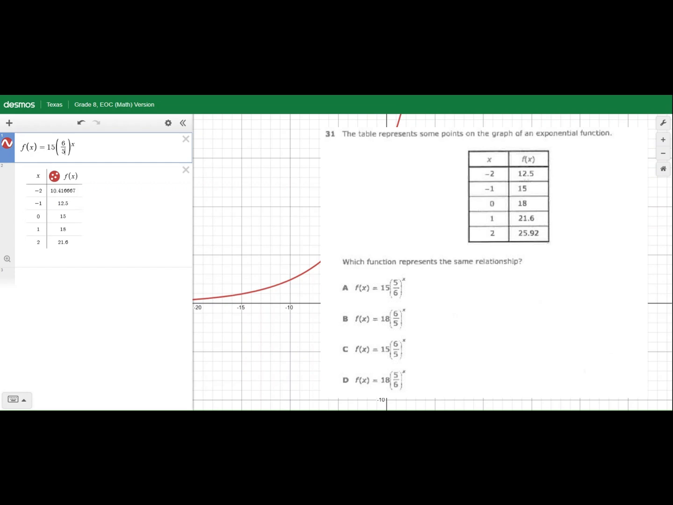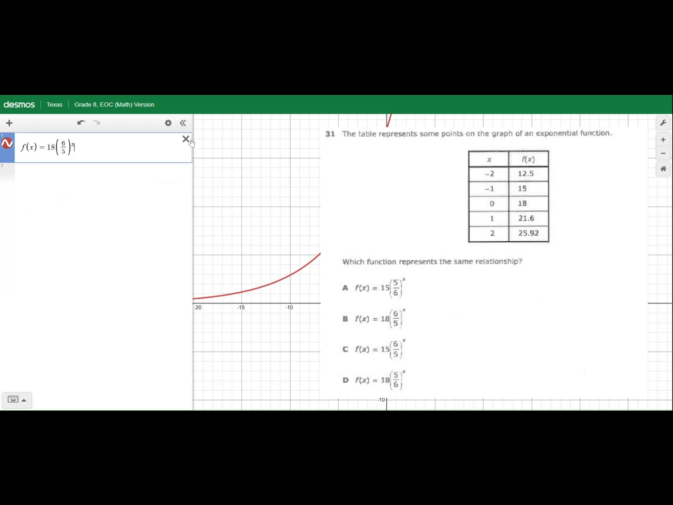So now I'm going back to writing this. I'll use B, 18, then 6 over 5. Now look at that. Letter B, I changed this to 18. The fraction inside is still 6 over 5. It matches the given on the table: -2, 12.15; -1, 15; 0, 18; 1, 21.6; and 2, 25.92. So the answer here is letter B.